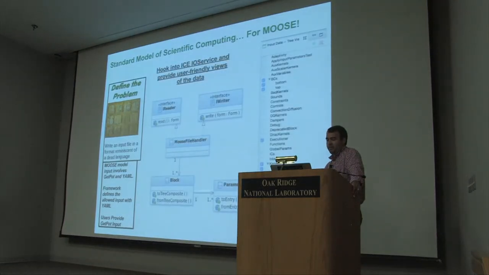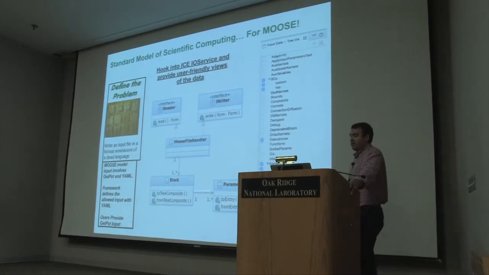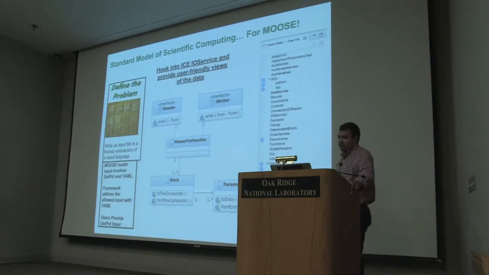And so that's what we have. That's what we've done. ICE provides readers and writers, and a reader and writer interface, and we just implemented one that basically reads in the input file, validates it against the YAML, and then exposes the input file as a very simple and user-friendly tree. You just move through that tree, you can add stuff to it, add physics kernels, all sorts of stuff.